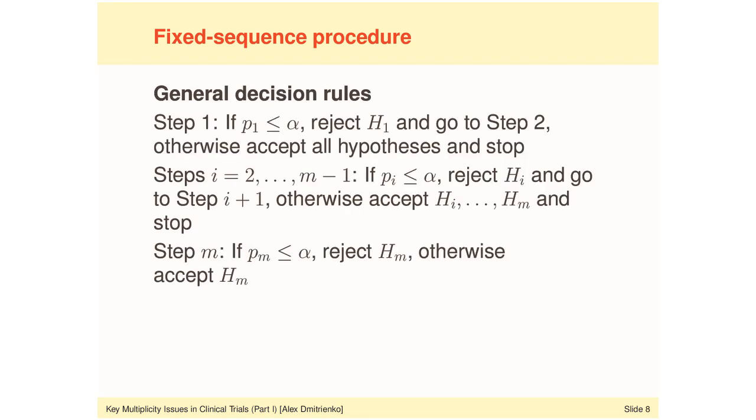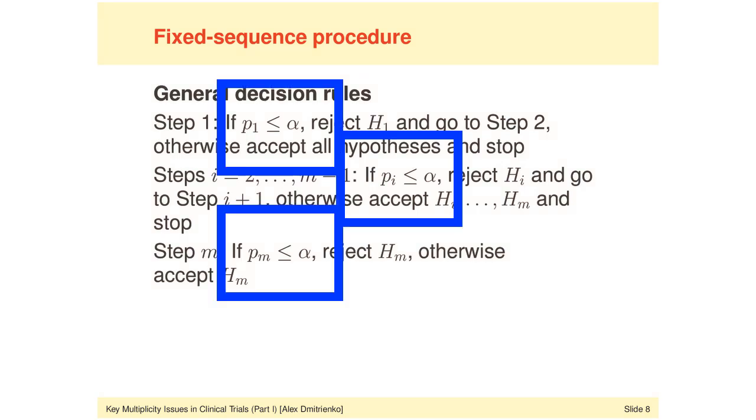This slide gives a formal definition of the testing algorithm used in the fixed sequence procedure. As I said on slide 7, testing begins with the first hypothesis in the sequence, which is H1. Please, I would like to point out that we're not using the parenthetical notation anymore. This is the first hypothesis in the pre-specified sequence. This is not the hypothesis that corresponds to the smallest or the largest p-value.